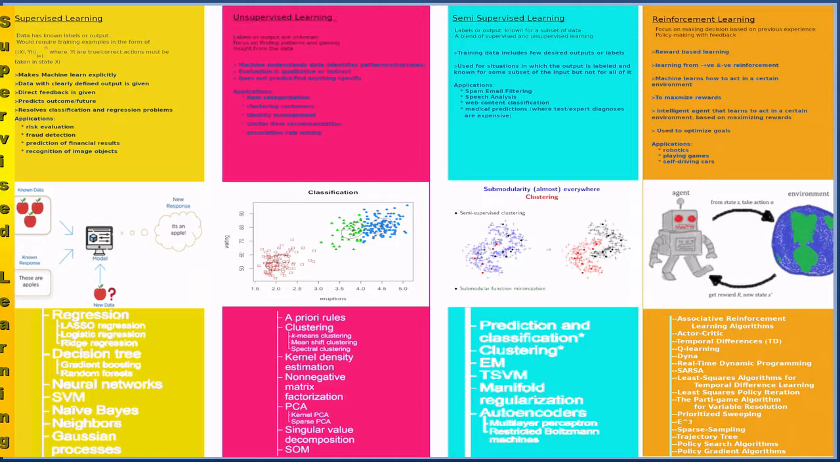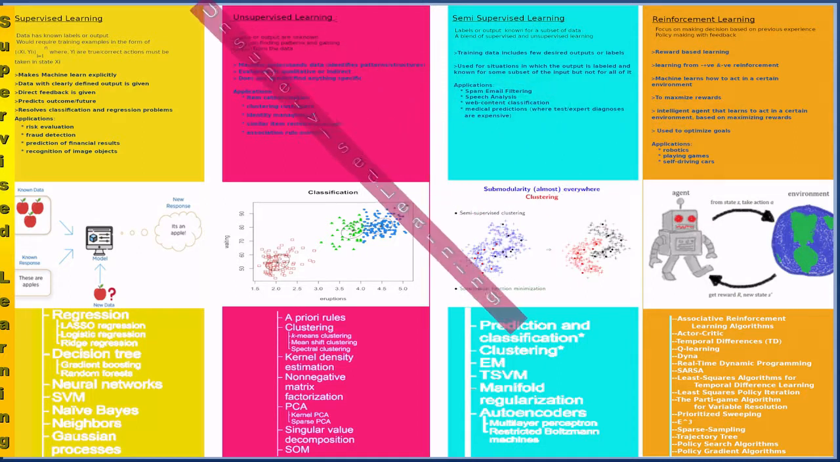In supervised learning, direct feedback is given. The model or algorithm predicts an outcome or future value. Supervised learning is used in resolving classification and regression problems. Applications of supervised learning are: 1. Risk evaluation, 2. Fraud detection, 3. Prediction of financial results, 4. Recognition of image objects during image analysis.